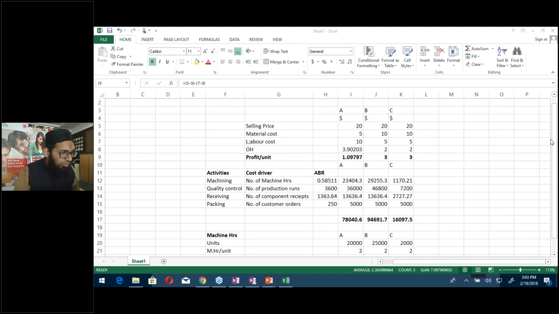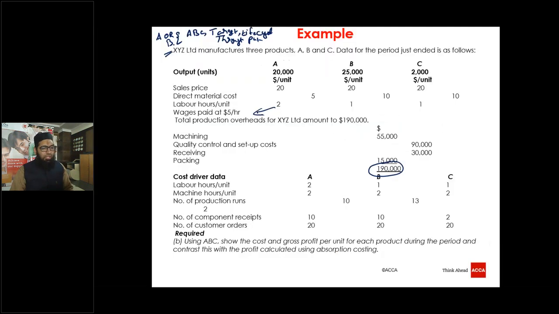There is one question. Can such a question come in section B? Yes, it can come in section B. In fact, it is most likely that such a question will appear in section B. So this is how we do the activity based costing.